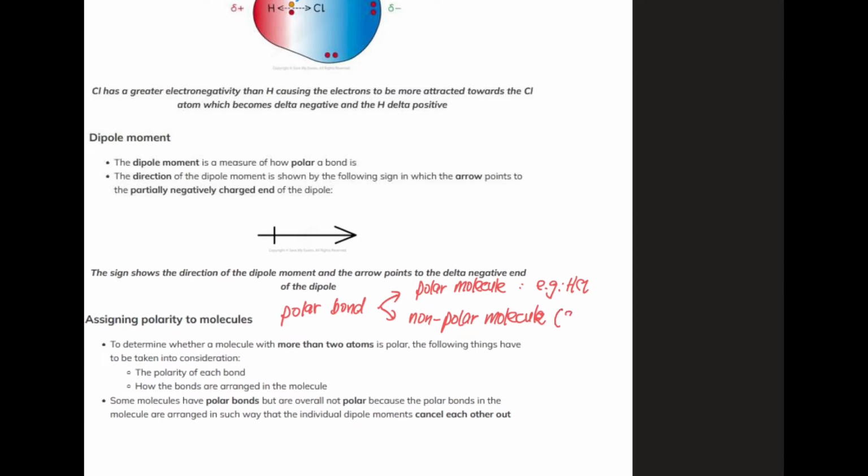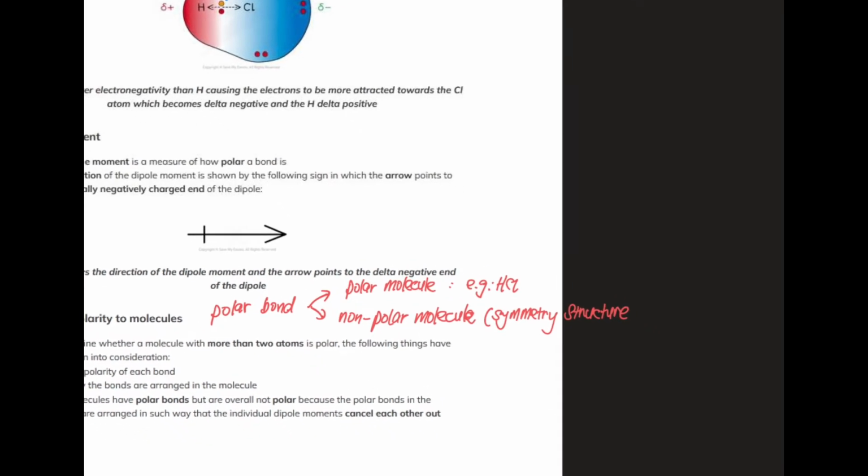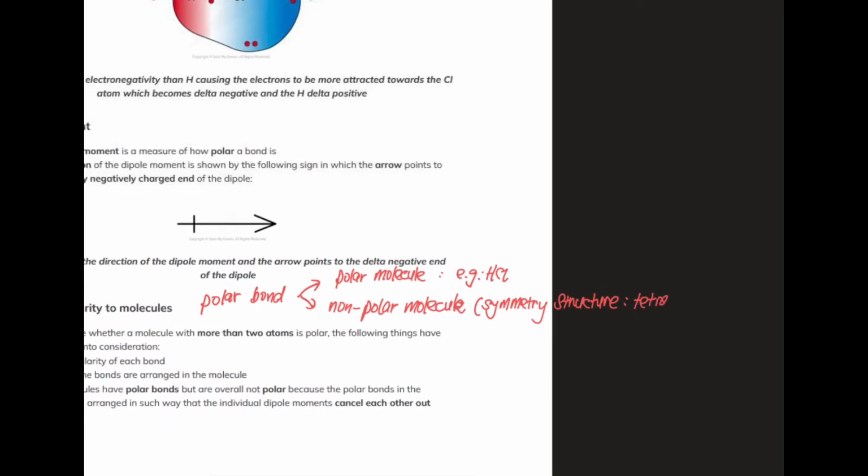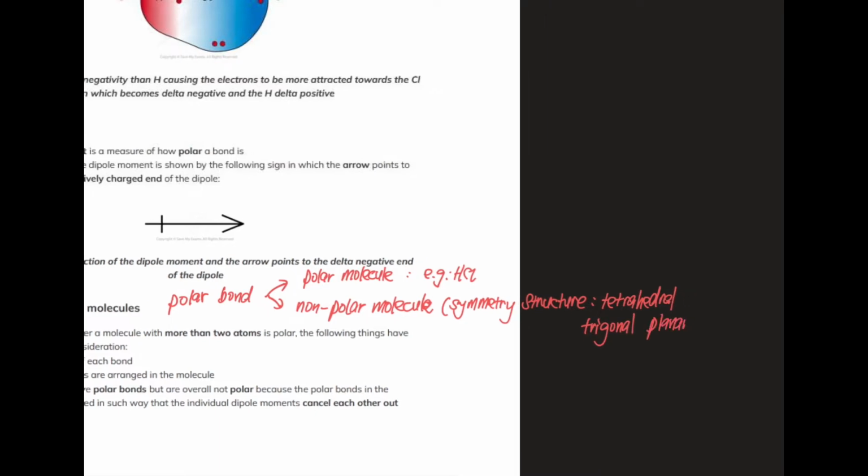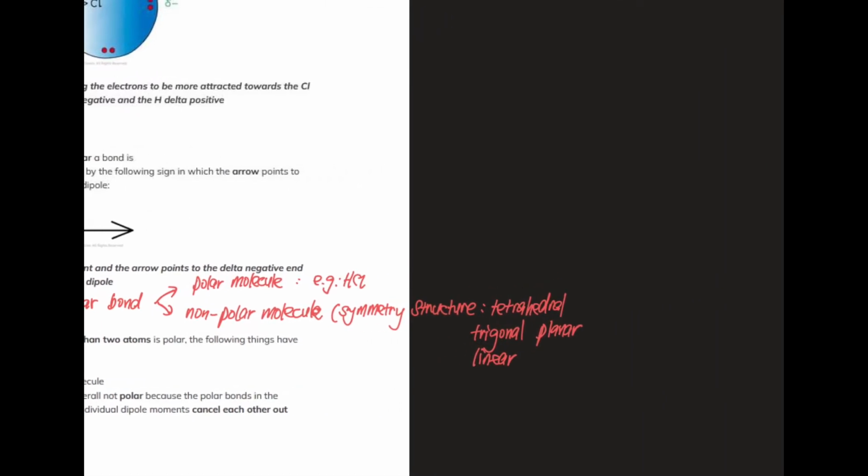Normally it is because of symmetric structures, like tetrahedral, trigonal planar, and linear. I am talking about 4 sigma bonds with 0 lone pairs, 3 sigma bonds with 0 lone pairs, if you still remember that, and 2 sigma bonds with 0 lone pairs. There are more actually.